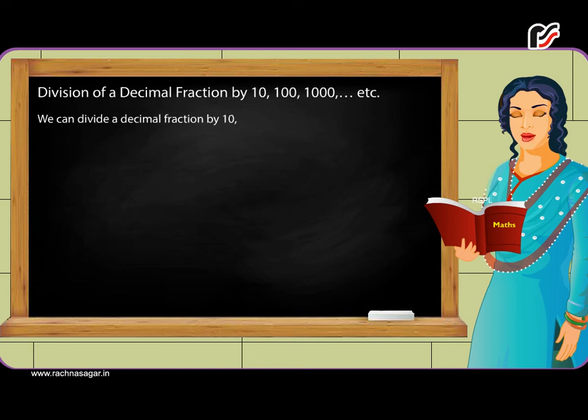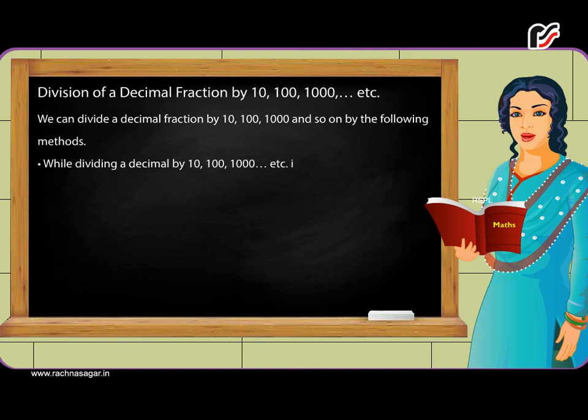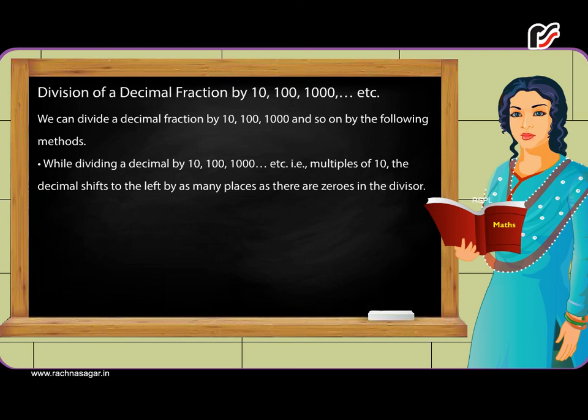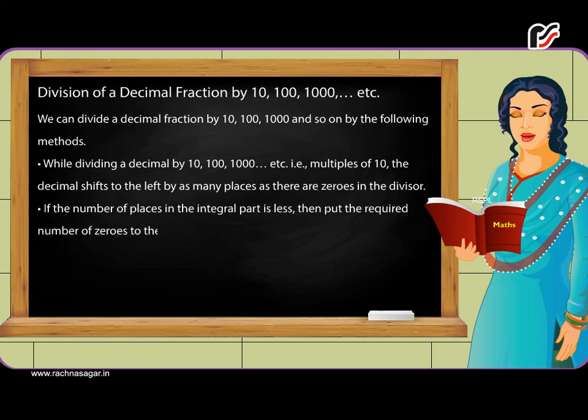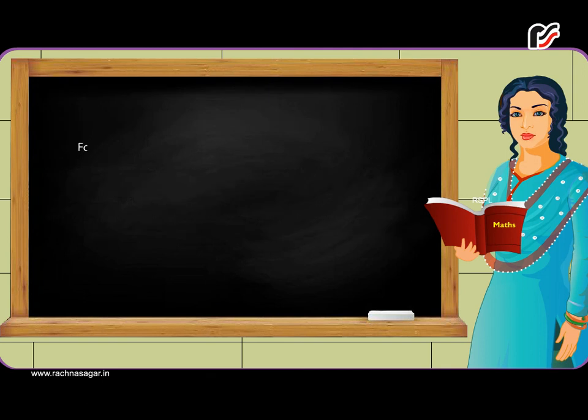Division of a decimal fraction by 10, 100, 1000, etc. We can divide a decimal fraction by 10, 100, 1000 and so on by the following methods. While dividing a decimal by 10, 100, 1000, etc., that is, multiples of 10, the decimal shifts to the left by as many places as there are zeros in the divisor. If the number of places in the integral part is less, then put the required number of zeros to the left of the integral part, then shift the decimal point.